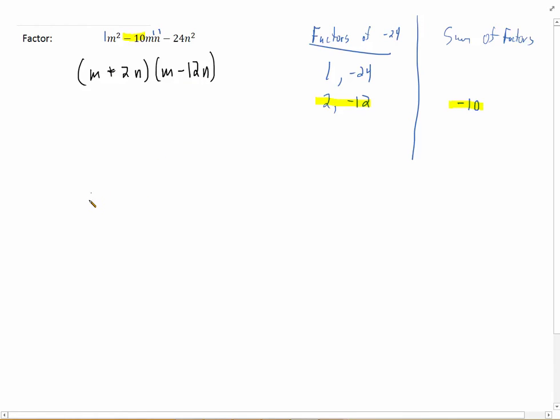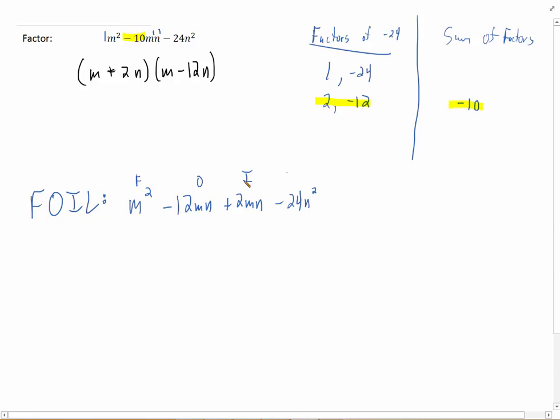And we can verify this. Let's go ahead and FOIL this out to verify our work. M times m is m squared. That's the firsts. Outers, m times negative 12n would be a negative 12mn. There's the outers. Inners, 2n times m. We can change the order of multiplication. That's the same as a plus 2mn. And then 2n times negative 12n is negative 24n squared.